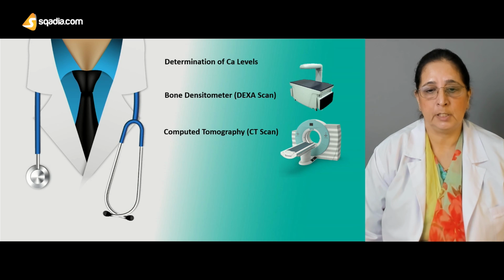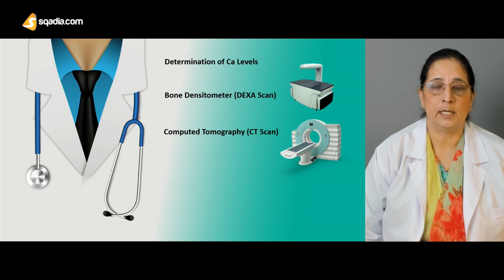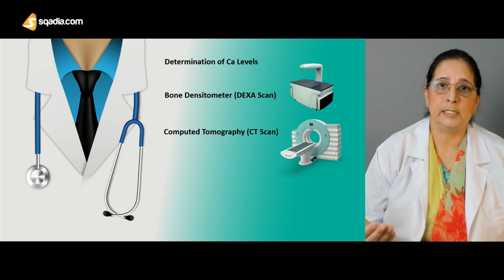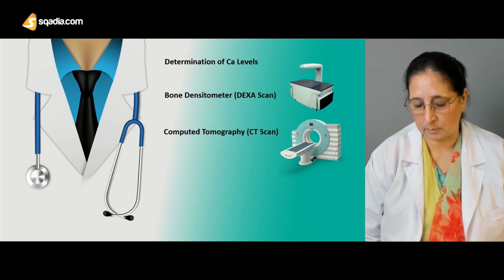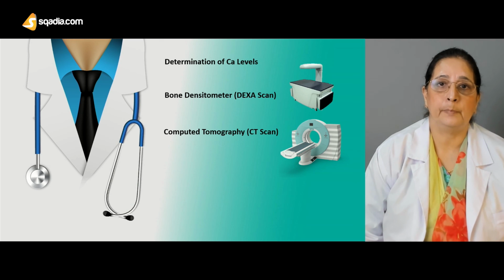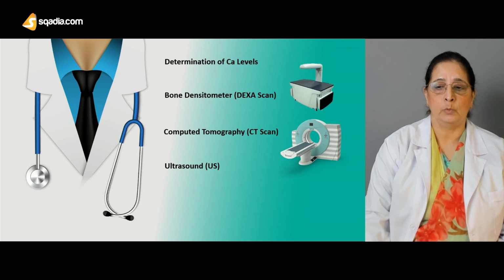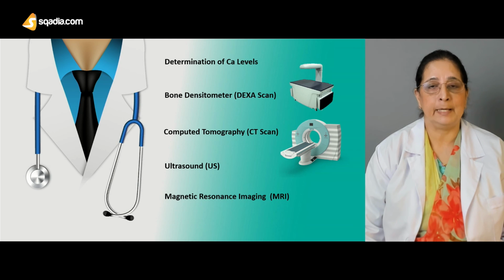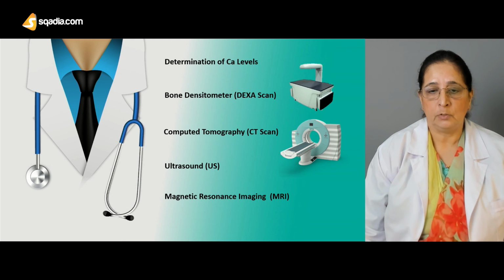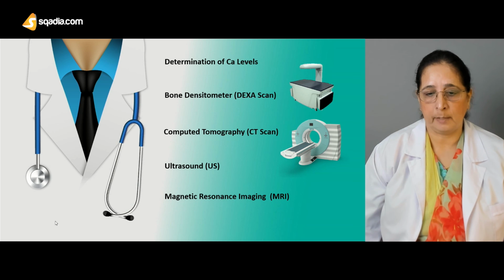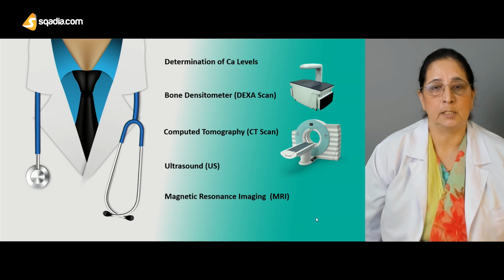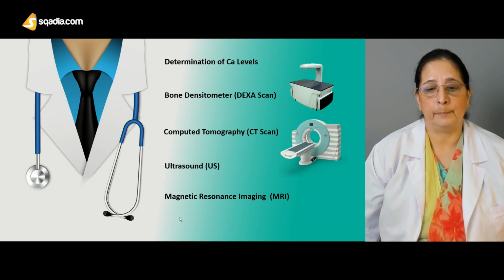CT scan, computed tomography, is another test done for the diagnosis of hyperparathyroidism. Because we know that adenomas and carcinomas are the cause of hyperparathyroidism, and hyperplasia. So CT scan, ultrasound, these are the tests that can be done for the diagnosis. And also magnetic resonance imaging. So all these tests, CT scan, ultrasound, MRI, they are used for the diagnosis of any adenomas, carcinomas, and also hyperplasias present.